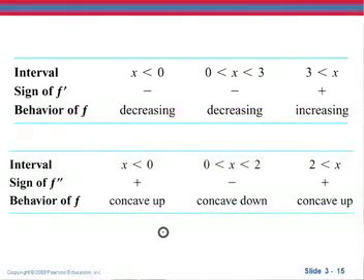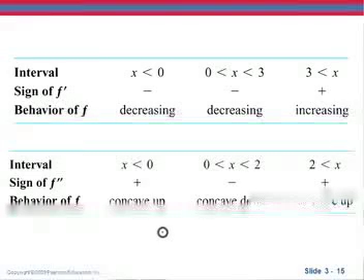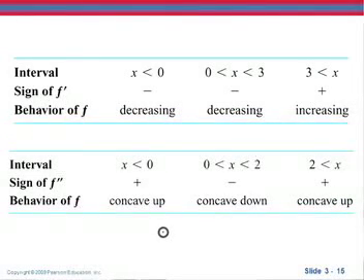Now then you need to think about what happens for f double prime. To the left of 0, it's positive second derivative, so it's concave up. Between 0 and 2, it's a negative second derivative, so it's concave down. And greater than 2, it's positive, so it's concave up.